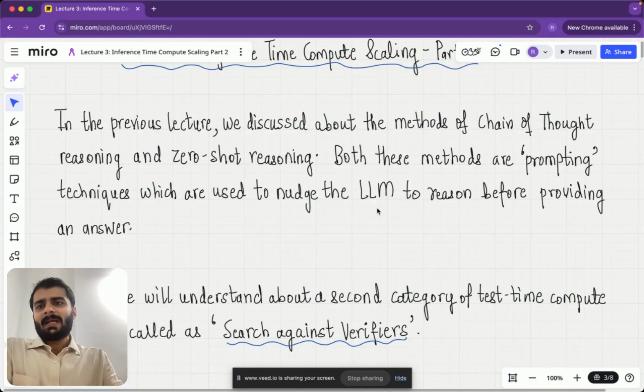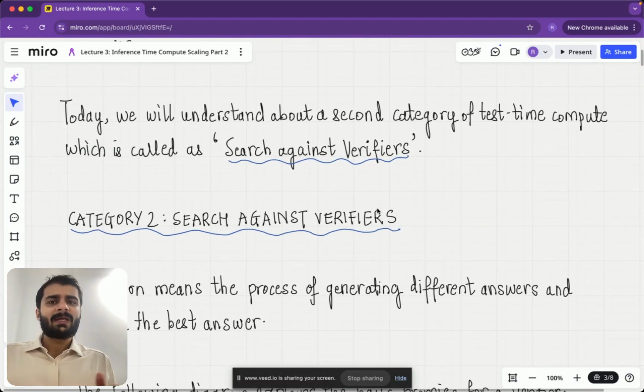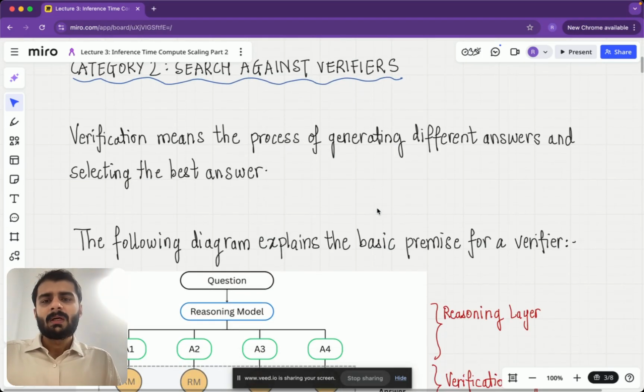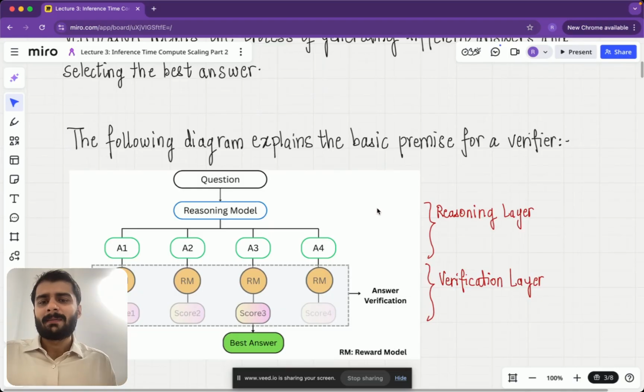So let's begin and understand the meaning of search against verifiers. Verification means the process of generating different answers and then finally selecting the best answer out of all the answers which have been generated. Now, why are we even discussing verification? Let's try to understand it with the help of the following diagram.